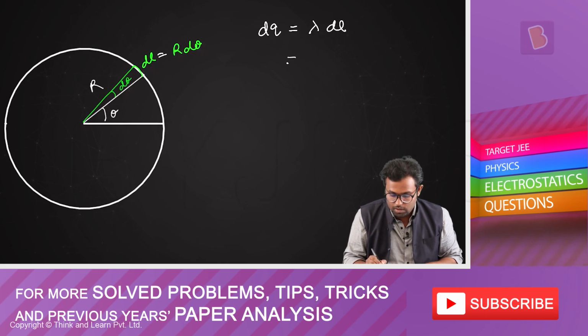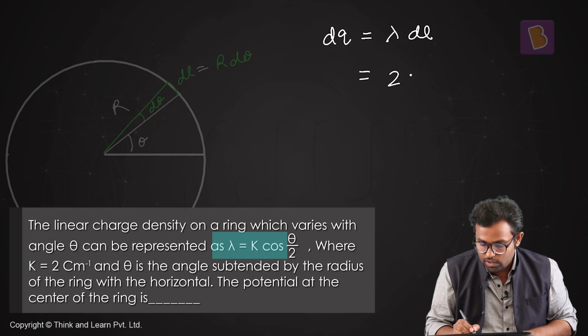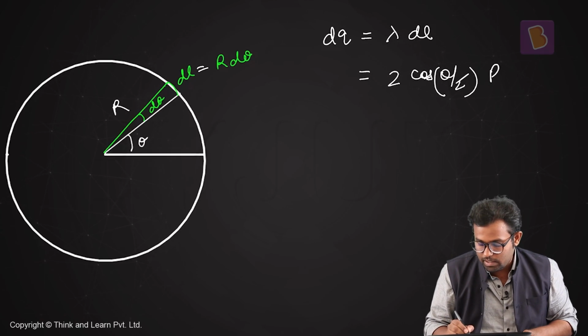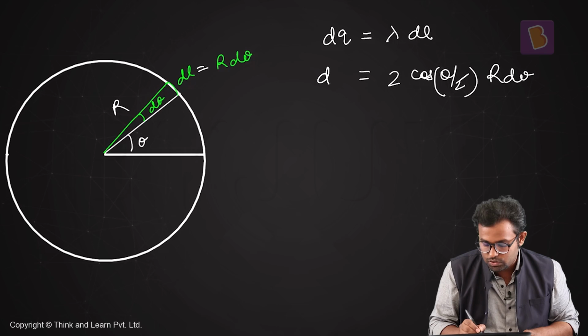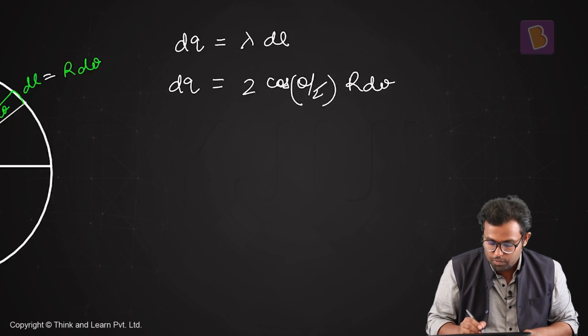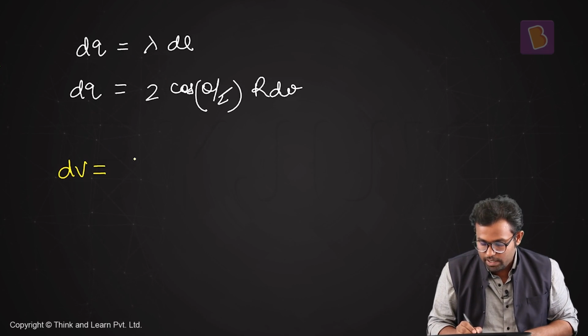So this can be written equal to the value of lambda, which is given to you as 2 times cos theta by 2, times dl, which is r times d theta. So this is the small charge there. And what will be the small potential due to this small charge? The small potential due to this small charge, dV, will be equal to kq by r, k times q divided by r.